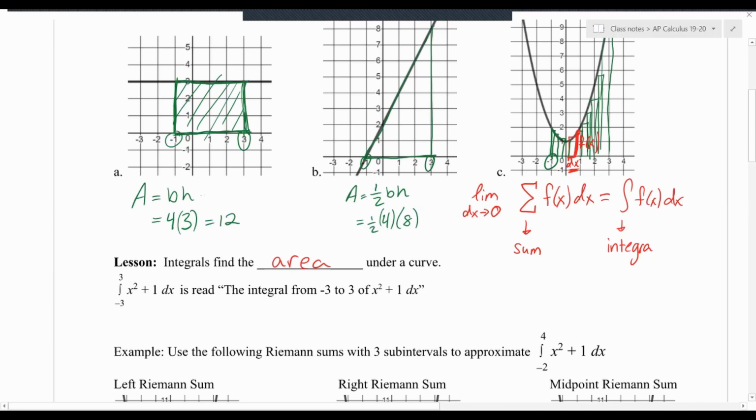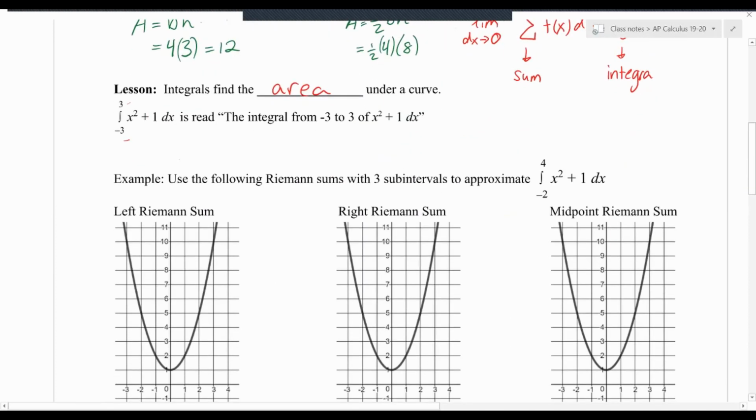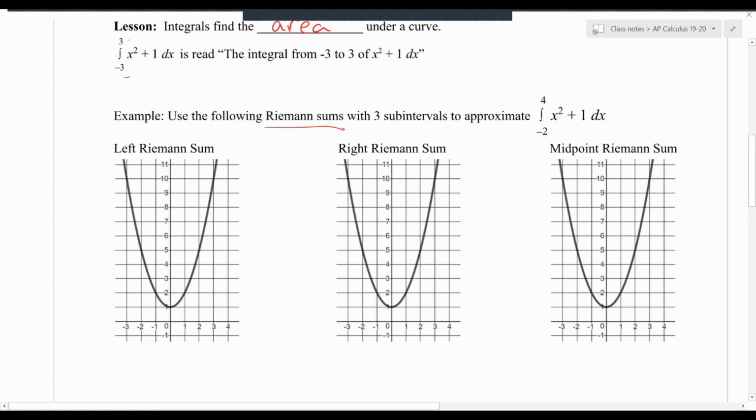And if we have a statement like this, we would read it as the integral from -3 to 3 of x squared plus 1 dx. Now, we don't know how to do this yet, but we can use Riemann's method to approximate sums. So let's approximate this with 3 subintervals. This means the number of rectangles that we're going to use.